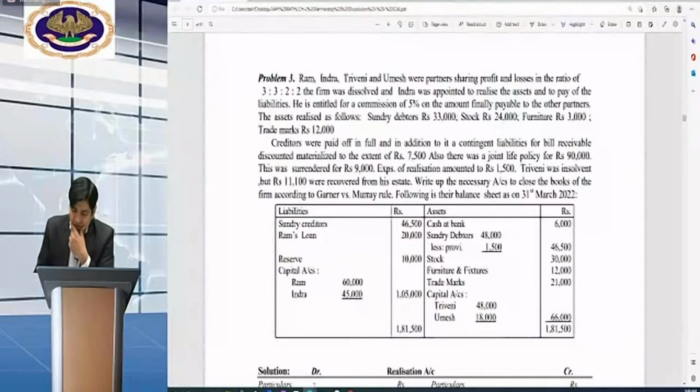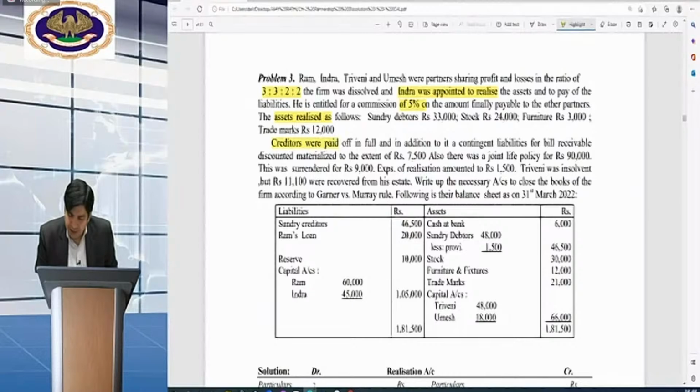Okay. Let's start. Ram, Indra, Triveni and Umesh are the partners. They are sharing profit and loss in the ratio of 3:2:2. The firm was dissolved and Indra was appointed to realize the assets and to pay off the liabilities. He is entitled to a commission of 5% on the final payable to others. And assets realized this one.